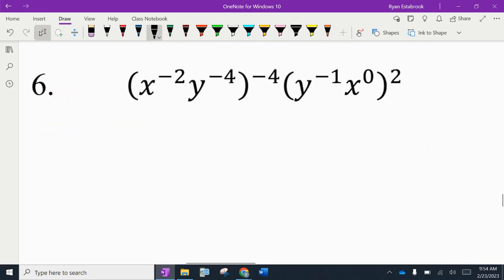To begin with, this is being taken to a higher power. When you take something to a higher power, what do you do with the exponents? Multiply. We have to multiply to both of those. So -2 times -4 makes that x to the 8th. For the y values, -4 times -4 is 16.